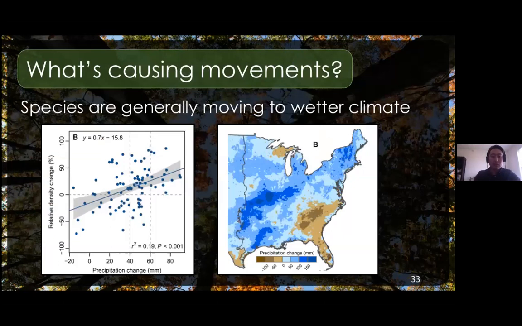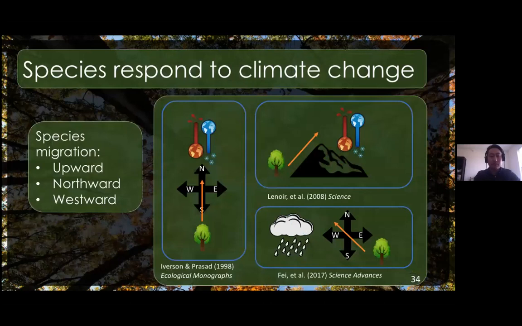And so when we looked at what might actually be causing these movements, we found that the change in precipitation was the best predictor of these changes in relative stem density. So areas that became wetter tended to increase in these species. And you can see that follows sort of that northwest gradient, where it became quite a bit drier in the southeast, and wetter in sort of the center, or more towards the central U.S. And so we're able to add another piece to this puzzle, that not only are species moving upward and northward trying to track with changing temperatures, there's also a westward component to much of their movements, tracking with changes in precipitation.